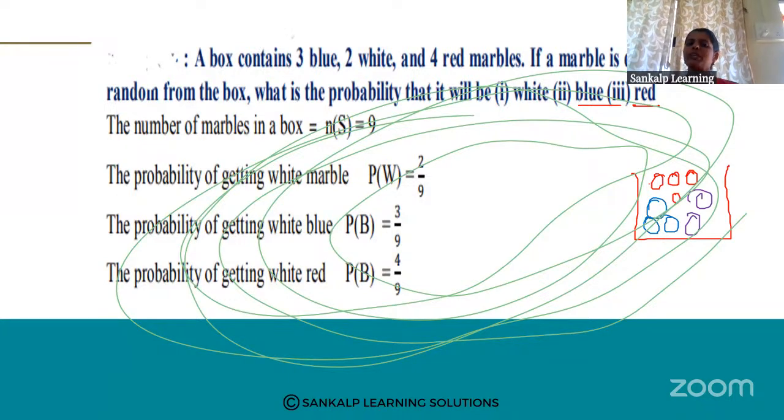Okay, so what is the probability that it will be a white, a blue and red? First we should calculate the total number of outcomes, the number of marbles in the box. How many marbles are there? See, 3 blue, 2 white plus 4 red. That means 3 plus 2 is 5, 5 plus 4 is 9. So this is the total number of outcomes, that I will denote by n of s.